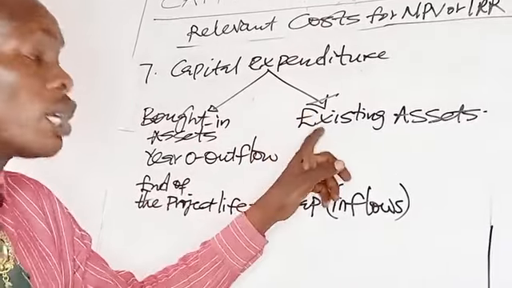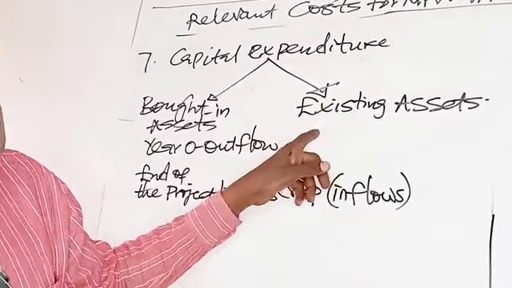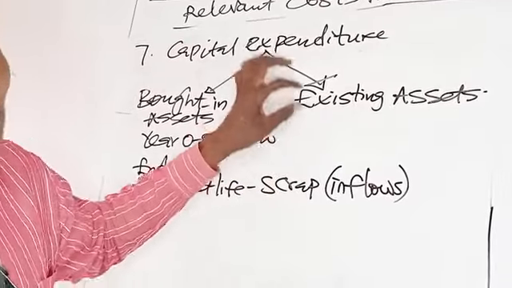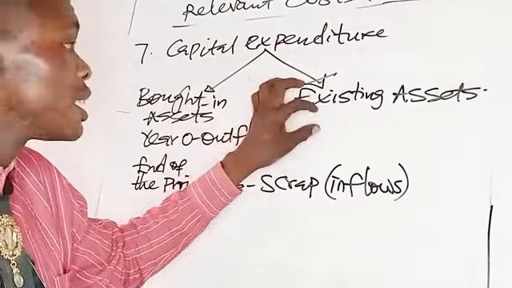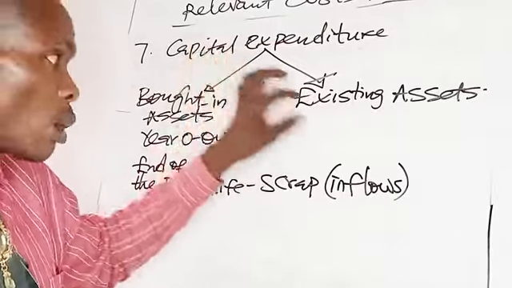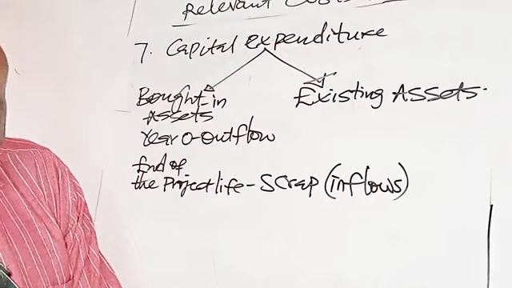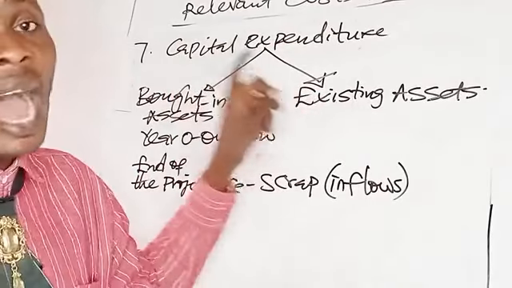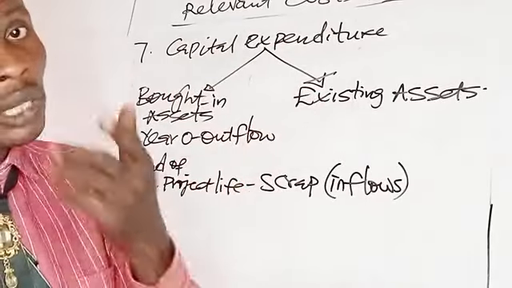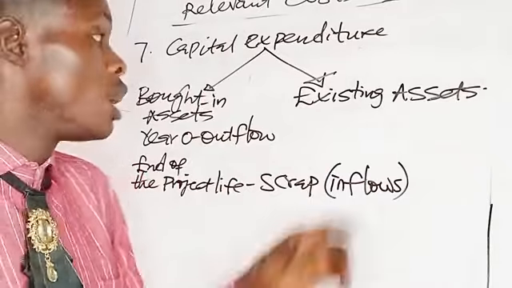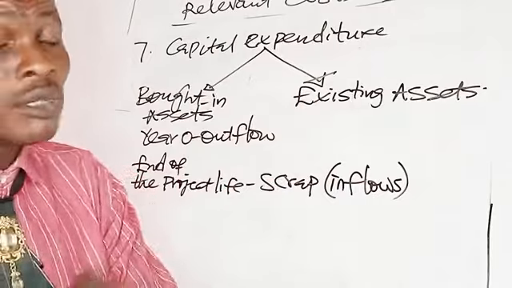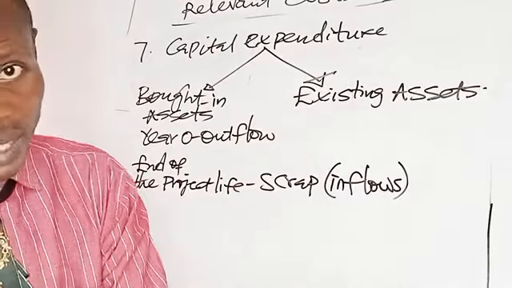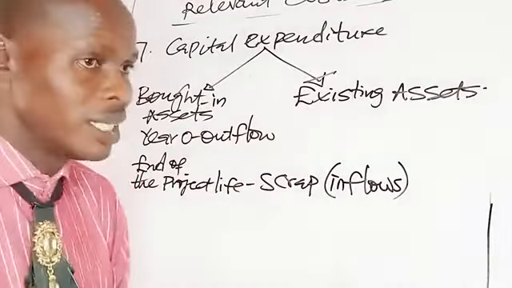But where you are given the cost of the existing asset, remember the cost of the existing asset, since the existing asset has been bought sometime in the past, the cost of existing asset is a sunk cost. It is not relevant. The net book value of an existing asset too is just an accounting derivative, so it does not involve the flows of cash. The net book value, that is the carrying amount of the existing asset, is not relevant as well. You should take note of this.